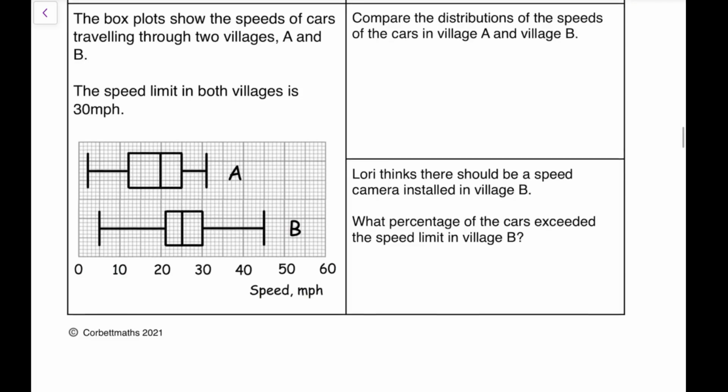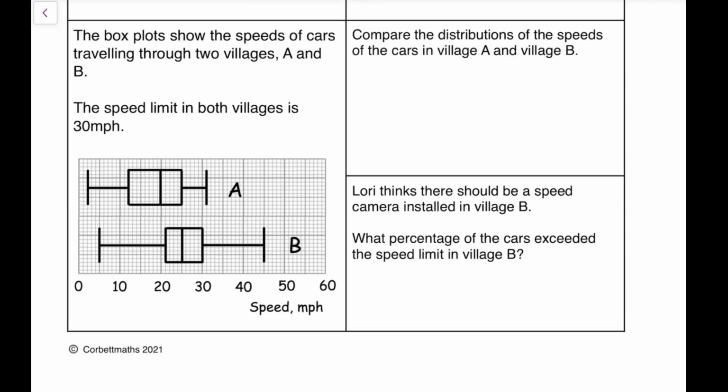Next question. All right, we have more box plots. The box plots show the speeds of the cars travelling through the villages A and B. The speed limit in both villages is 30. So I'm guessing it's going to be something about how many cars break the speed limit. Compare the distributions. Now, when you do a comparison, you need to do two things. You need to compare the median, and you need to compare either the range or the interquartile range. It doesn't really matter which one you do, as long as you do one. And then you need to do both of those things in context.